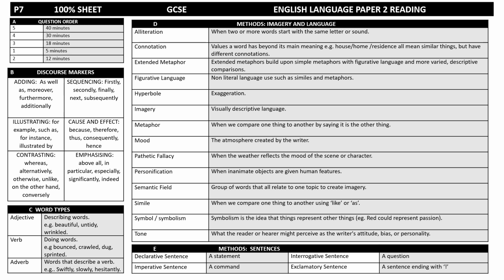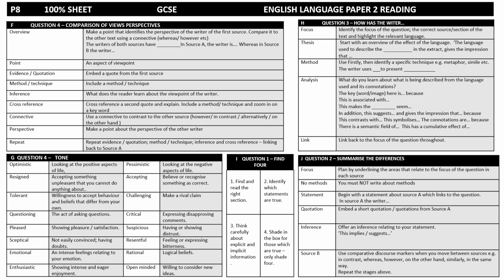Here's a reminder of our 100% sheet for paper 2. You can see box A contains the question order, box B, discourse markers. Pay particular attention to contrasting today because we'll be looking at 2 sources. Box C, D and E contain all of the appropriate methods. And here on the next side of the 100% sheet you can see the boxes reminding you of how to approach each question. So we're looking at box F and box G.